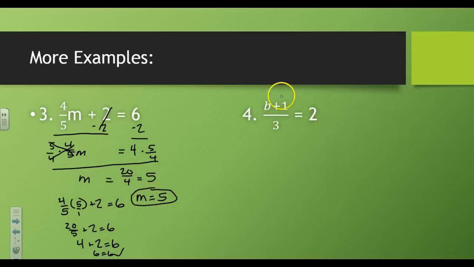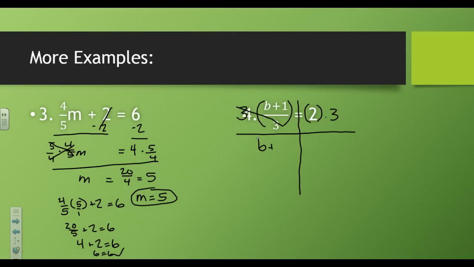So m equals 5. Now in this example, the whole numerator b plus 1 is divided by 3. There's nothing else floating around that looks easy to undo. So I need to take this whole piece and multiply it by 3. And then I need to take this whole side and multiply it by 3. And again, just as an example, I'm going to go ahead and draw my bar to split my work. So 3 divided by 3 is now 1. And I'm left with b plus 1 equals 2 times 3 is 6. Well, this looks a whole lot easier to work with.